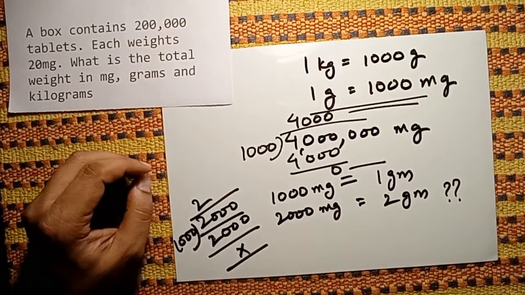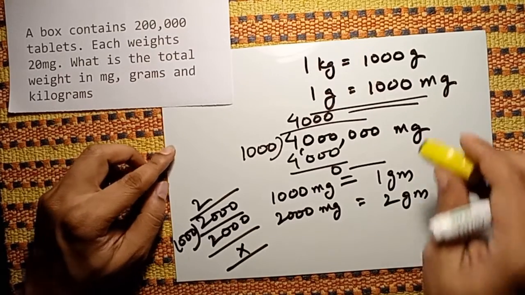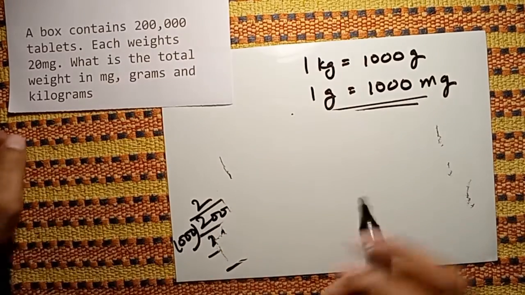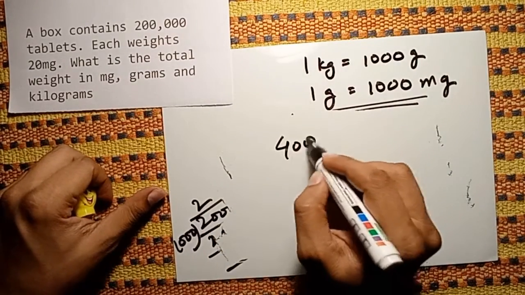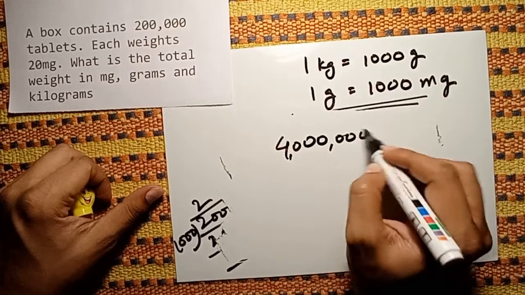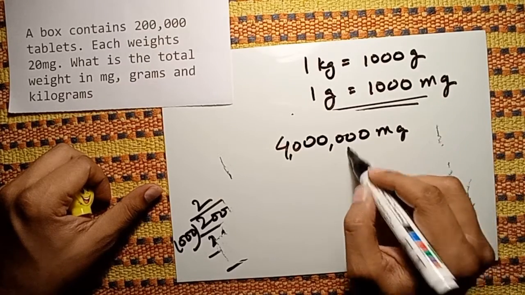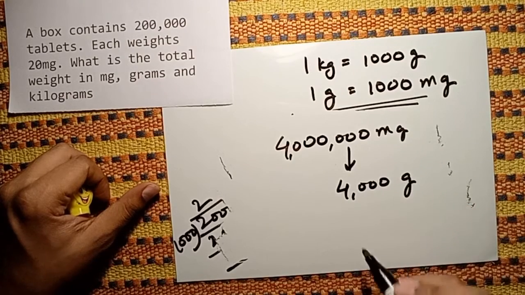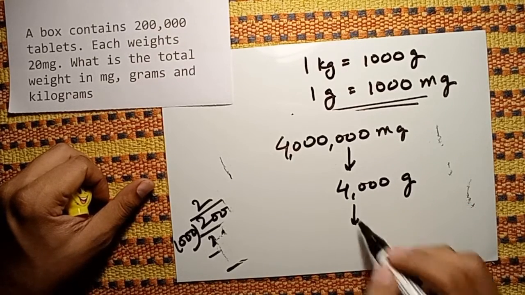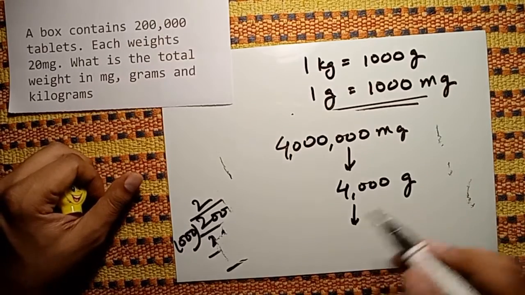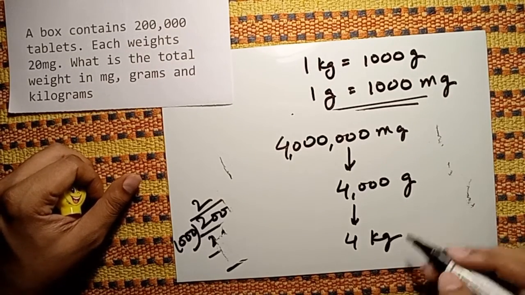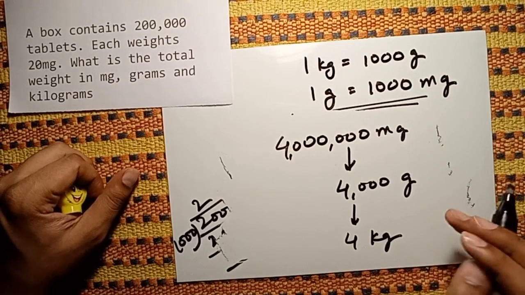So the answer is in grams, 4 million milligrams is equal to 4,000 grams. Now 4,000 grams is equal to how many kilograms? Now this is very obvious, 4 kilograms, because 1 kilogram is equal to 1,000 grams.